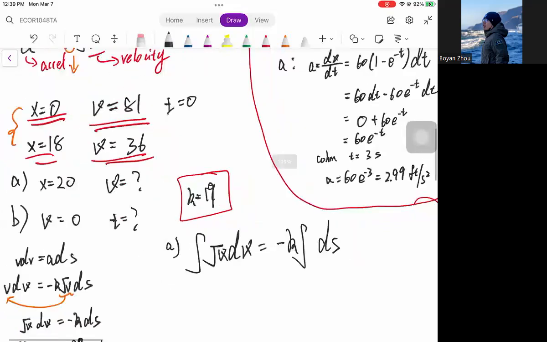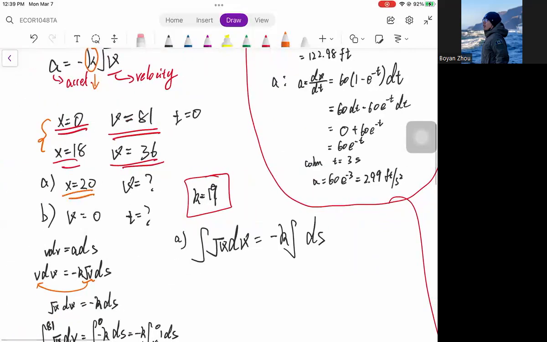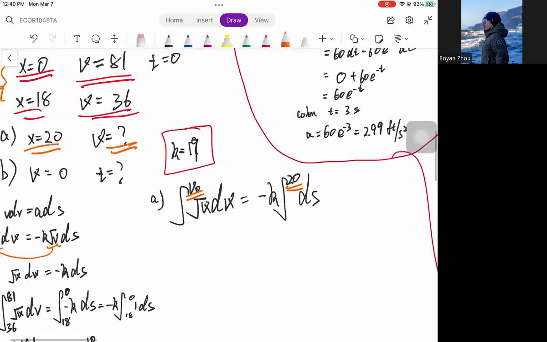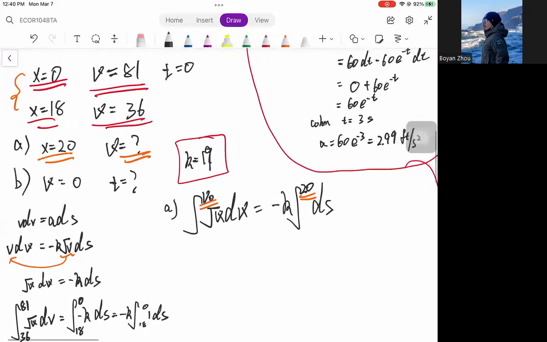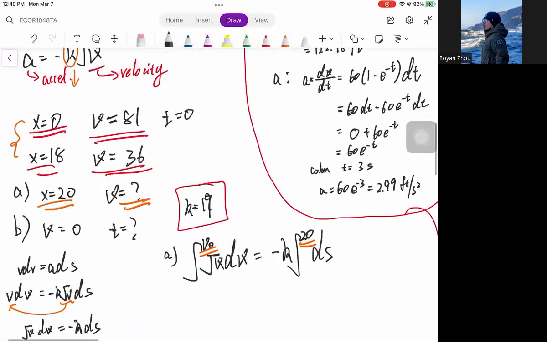Okay, so since we're looking for the velocity when the displacement is at 20, I'm going to put a 20 on here. And the velocity is a value that we are looking for, so I'll call it V naught. And the lower boundary, I'm just going to copy from before: when the velocity is equal to 36, the displacement is equal to 18. So 36 and 18.